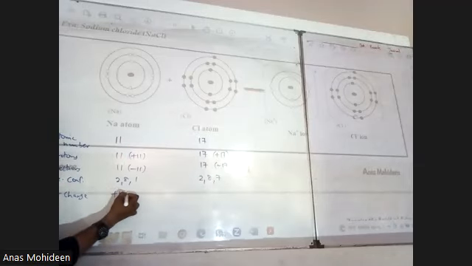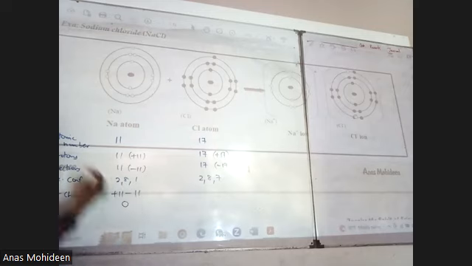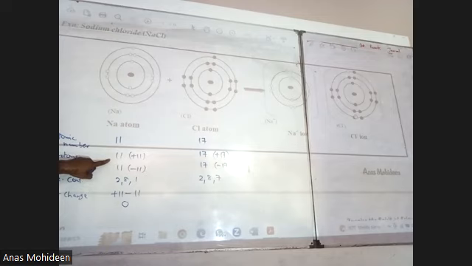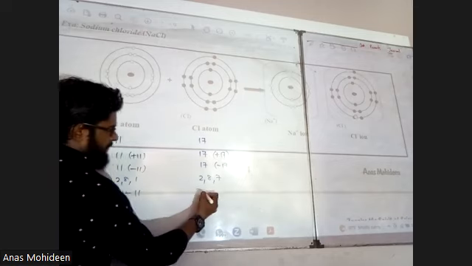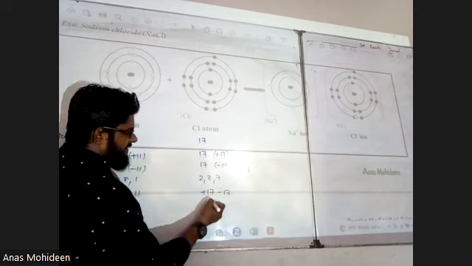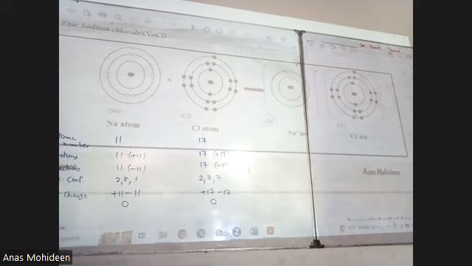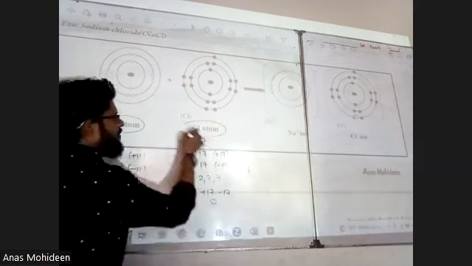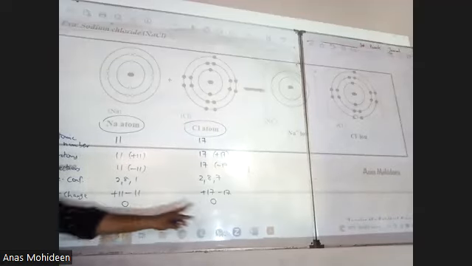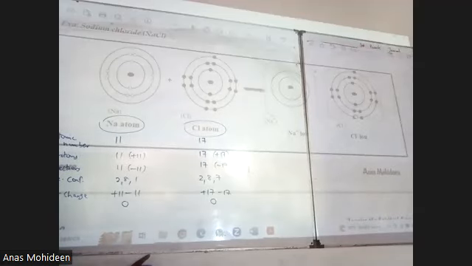Plus 11 minus 11. Net charge is 0. Number of protons 11, so plus 11. Electrons 11, minus 11. Plus 11 minus 11 when you are taking it is 0. Right. So here plus 17 minus 17 is 0. So you can see it is a neutral atom. When you are taking a neutral atom, they don't have a charge. They have no charges. Correct, right?